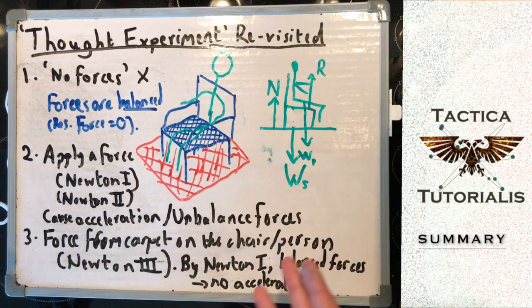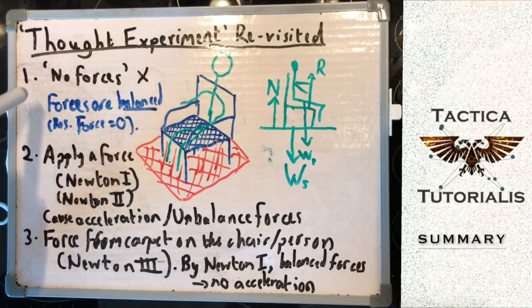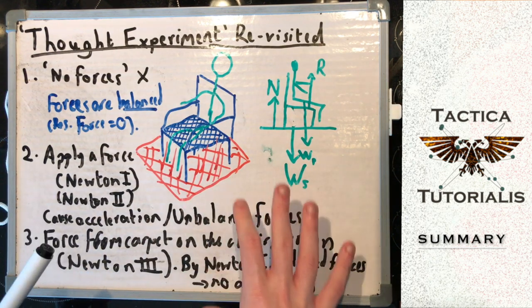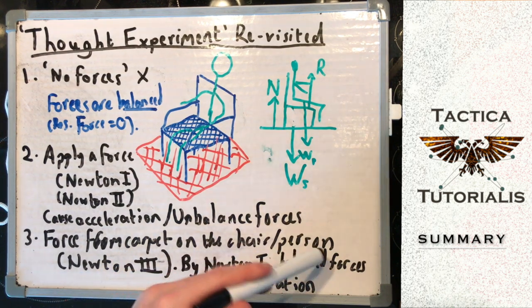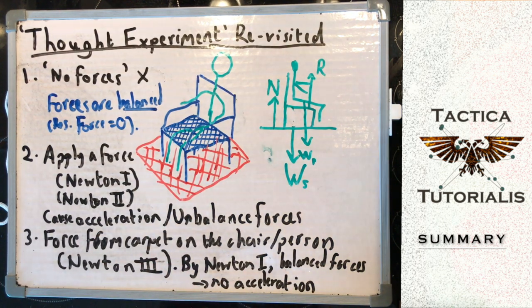And then why don't they fall through the carpet? Well, it's the same as this up here. There's a reaction force, and the normal force, as I've called it here, from the carpet, which is on the person and the chair, on the whole system, which is again Newton's third law. And by Newton's first law, if the forces are balanced because they're equal and opposite, then there must be no acceleration, so they cannot start moving by falling through the carpet.